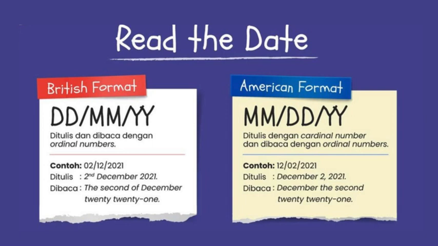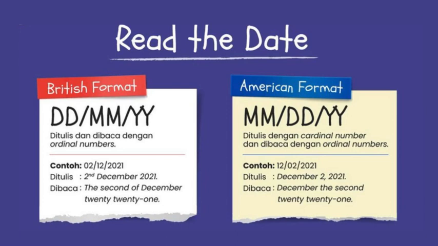Now I will tell you how to read the date from Bahasa to English. There are 2 formats of the date: the British format and the American format. The British format is day/month/year, and the American format is month/day/year. The British format is written and read with ordinal numbers. And the American format is written with cardinal numbers and read with ordinal numbers.